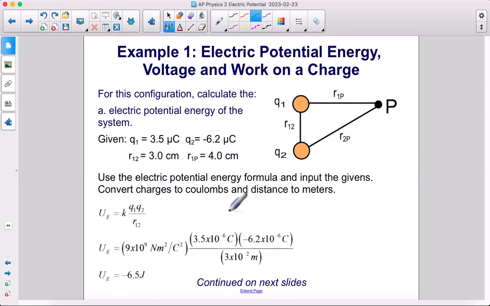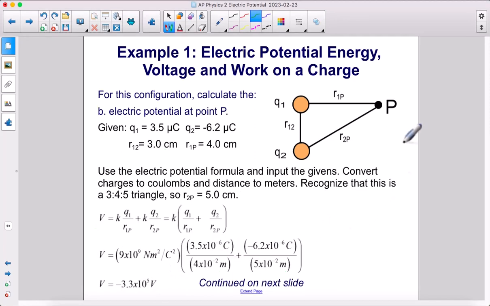To calculate the electric potential energy of the system, we just use the electric potential energy formula and input the givens. So first we need to convert the charges into coulombs. Microcoulombs is times 10 to the negative 6 coulombs, and centimeters becomes 10 to the negative 2 meters. So we just plug in our numbers, and we get a potential energy of negative 6.5 joules.